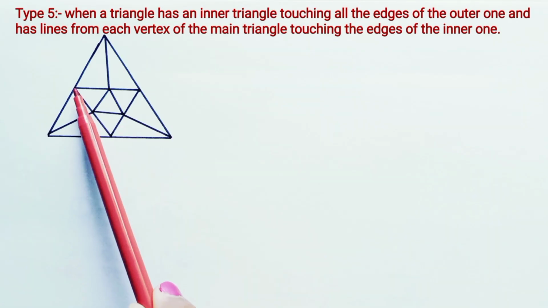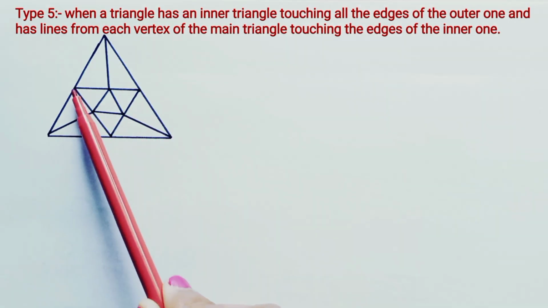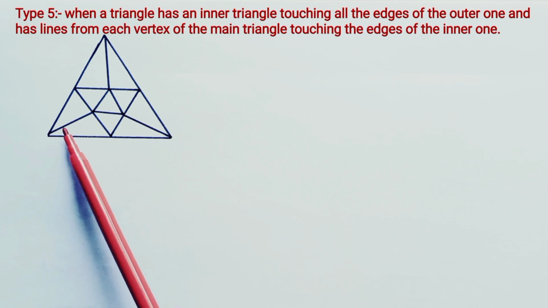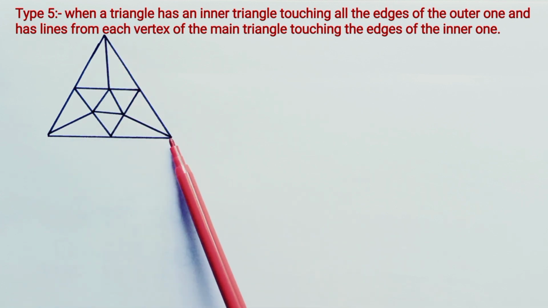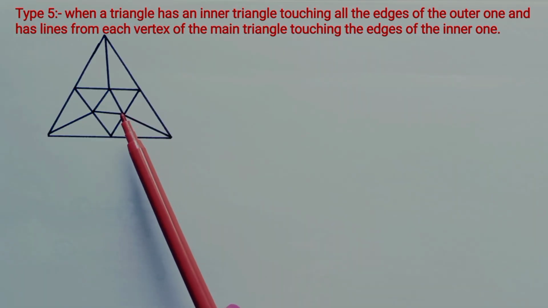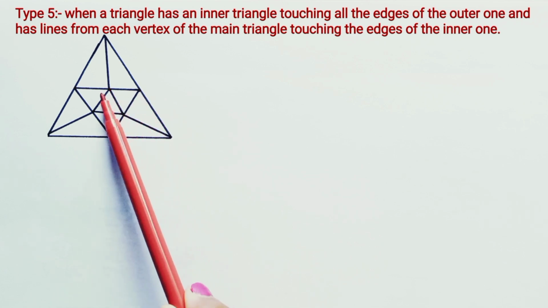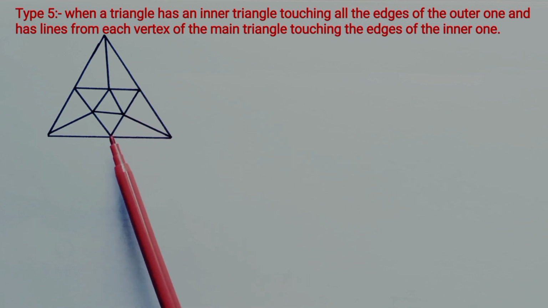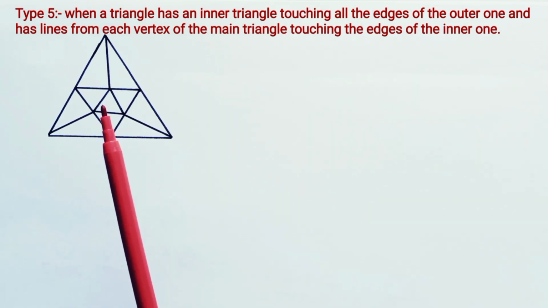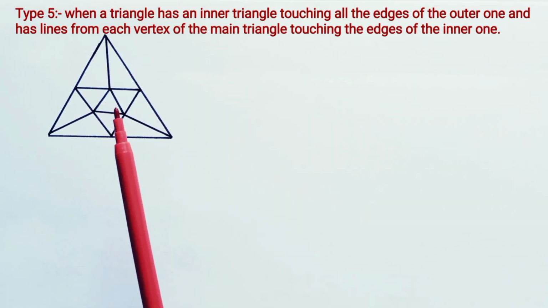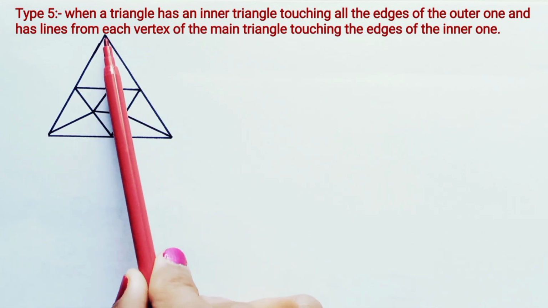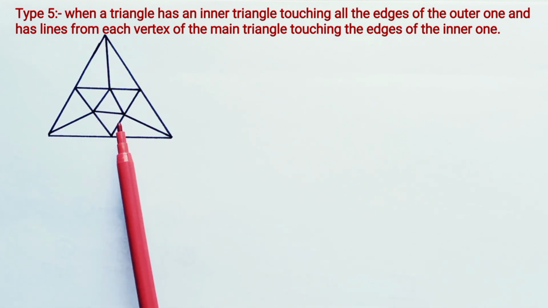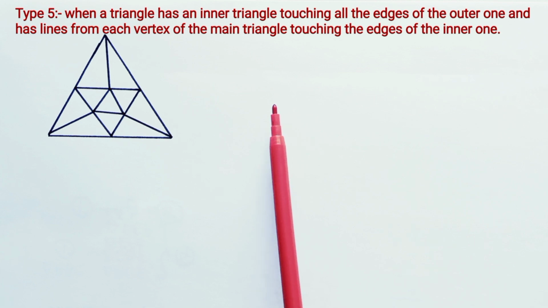So here we can observe that the inner triangle is divided by the lines coming from each vertex of the outer triangle, and this inner triangle has one more triangle touching all the edges of it. So if you want to count how many triangles are present in the given figure, first we ignore the lines coming from each vertex of the cone.